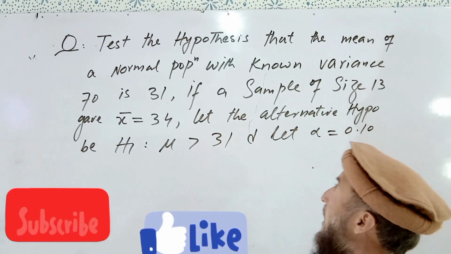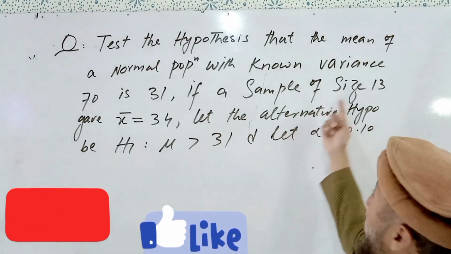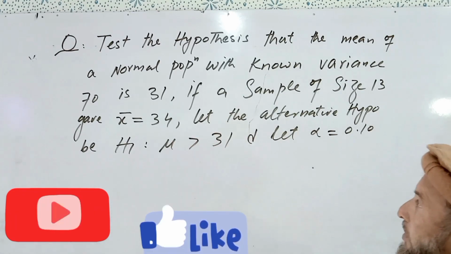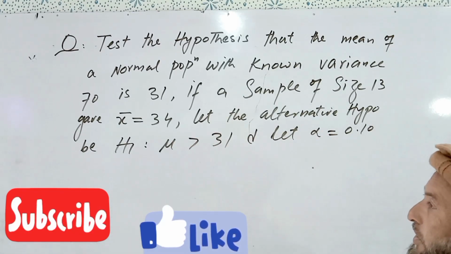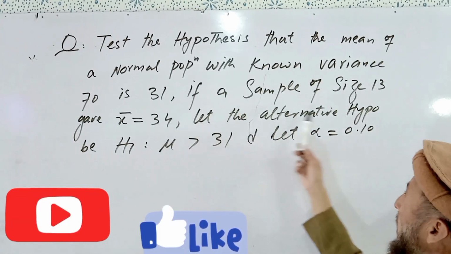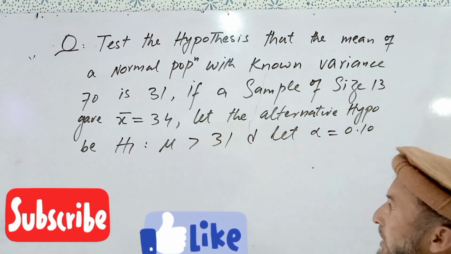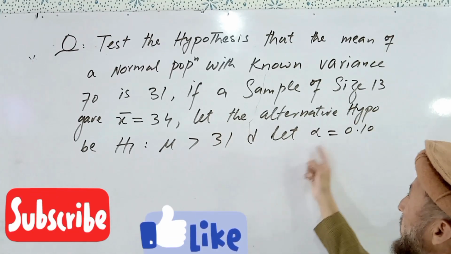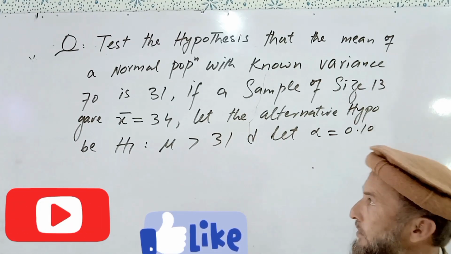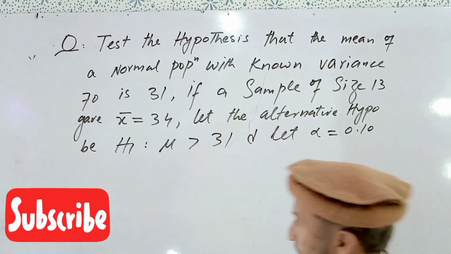Today we discuss the next problem on hypothesis. Test the hypothesis that the mean of a normal population with known variance 70 is 31. If a sample of size 13 gave a sample mean X bar of 34, let the alternative hypothesis be H1, mean is greater than 31, and let the level of significance alpha be 0.10. So first of all, we make the hypothesis.